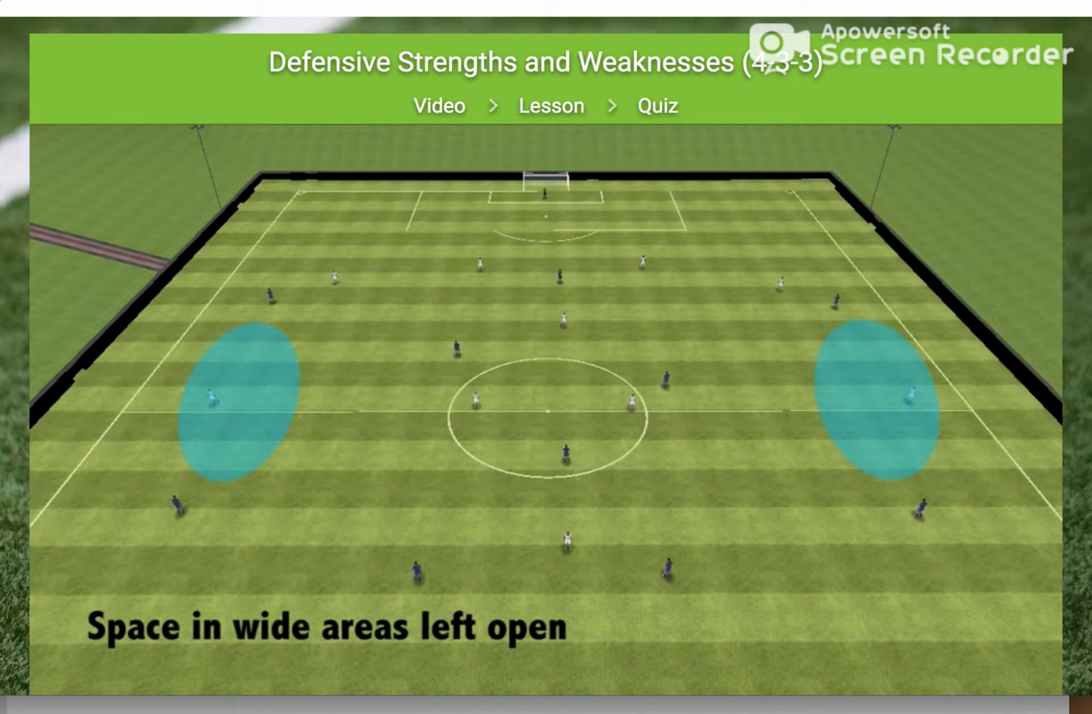In order to minimize this weakness, the outside backs and wingers must decide if the wingers will drop into a more defensive position, like this, or if the outside backs will play higher up the pitch, here.